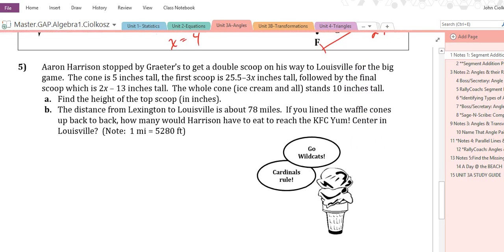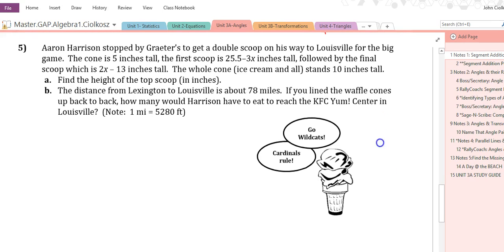Alright. Aaron Harrison stopped by Grader's to get a double scoop on his way to Louisville for the big game. The cone is 5 inches tall. The first scoop is 25.5 minus 3x inches tall, followed by the final scoop, which is 2x minus 13 inches tall. The whole cone stands 10 inches tall. Alright, let's set up this equation.